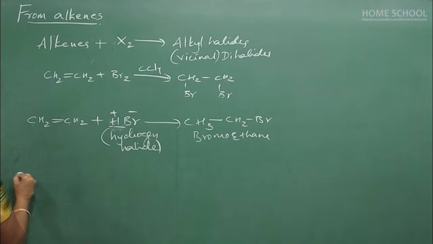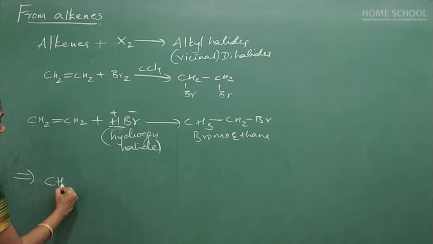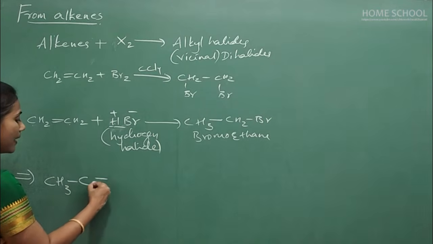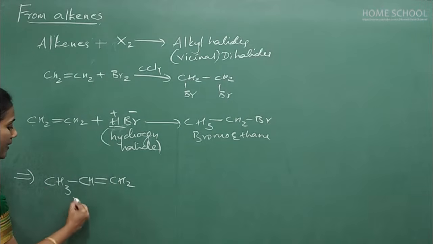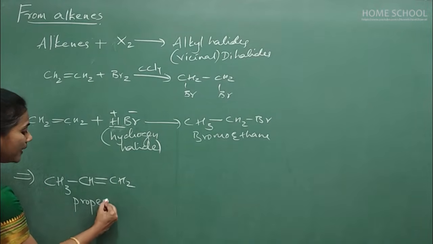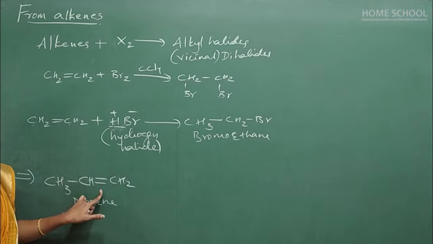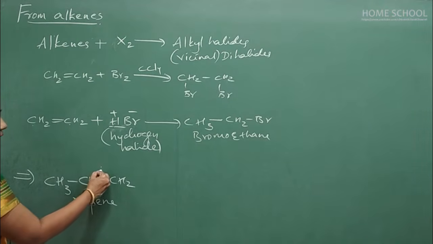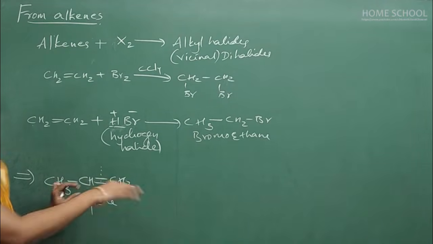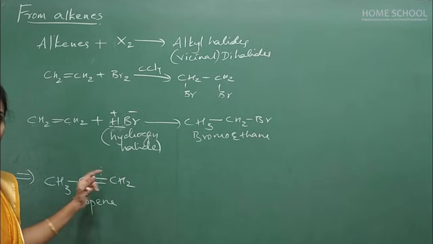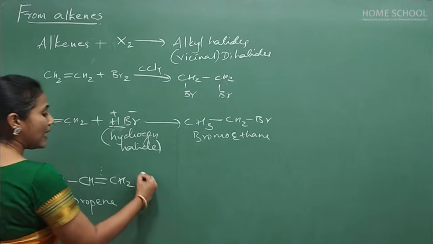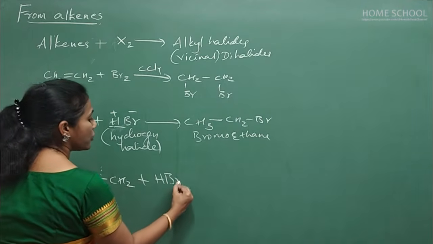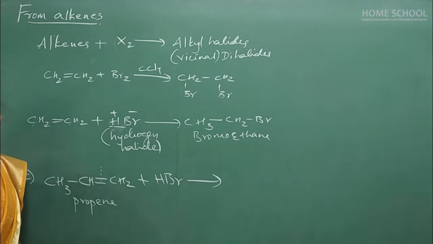But what if I take, and this is very important guys, CH3 CH double bond CH2? What is this? Propene. Propene is the best example of an unsymmetrical alkene. Unsymmetrical alkene in the sense that if you cut across the double bond, you don't get two equal parts. Such alkenes are unsymmetrical. So you take an unsymmetrical alkene and you have to add HBr. Then how do you add?